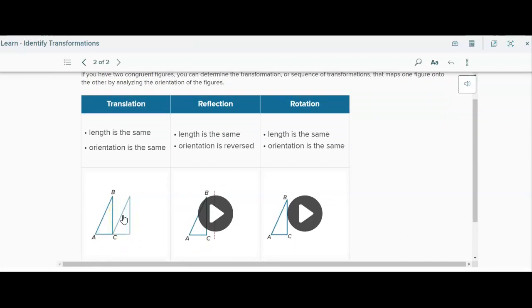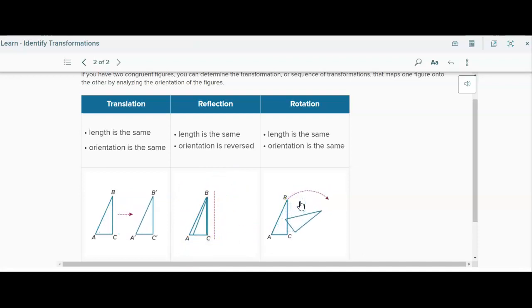I guess we can just watch this here. So the length is the same. I guess the length of each side is what they're talking about. And the orientation is the same. ABC, ABC. Here, the length is the same of each side, but ABC, ABC, we're going in a different way.